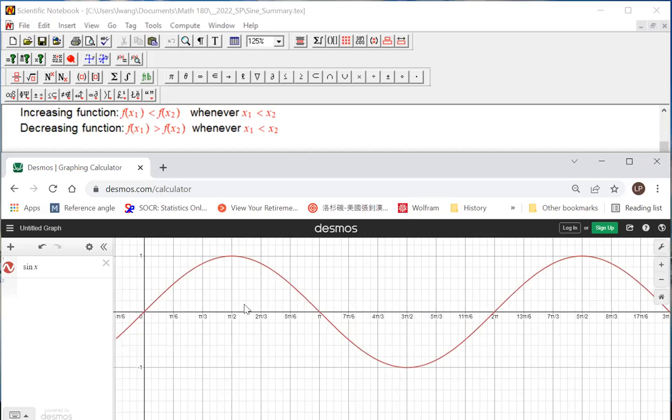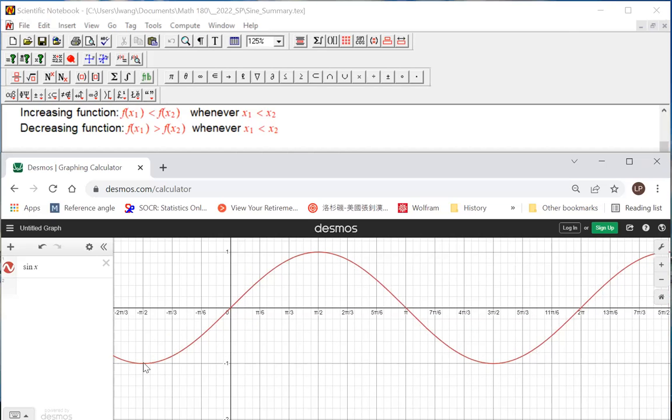If I extend a little bit, from -pi over 2 to +pi over 2, on this interval, I use the gold color. Remember why I use the gold color? Because the horizontal axis represents the radians or the arc lengths, right? So on this interval, sine is increasing, because whenever x1 is less than x2, f of x1 is less than f of x2. That is true.